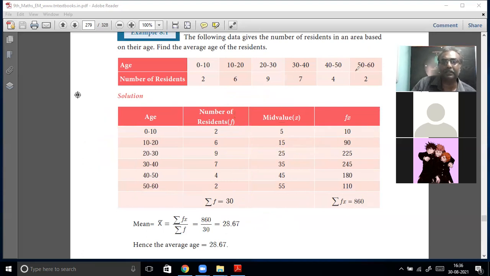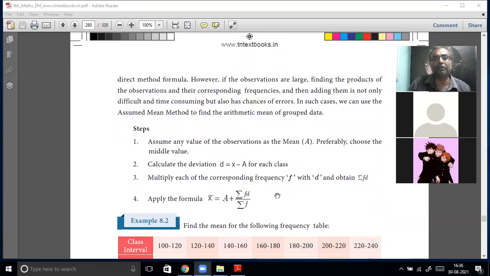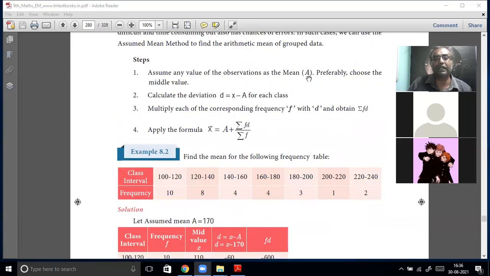All right, this is the simplest method. This is the direct method. Now, if you want to avoid big calculations, what you have to do is use the assumed mean method. So next, we will do the assumed mean method. The direct method is the simplest, no big deal. Assumed mean method, what you have to do? First take an assumed mean, something which is there.